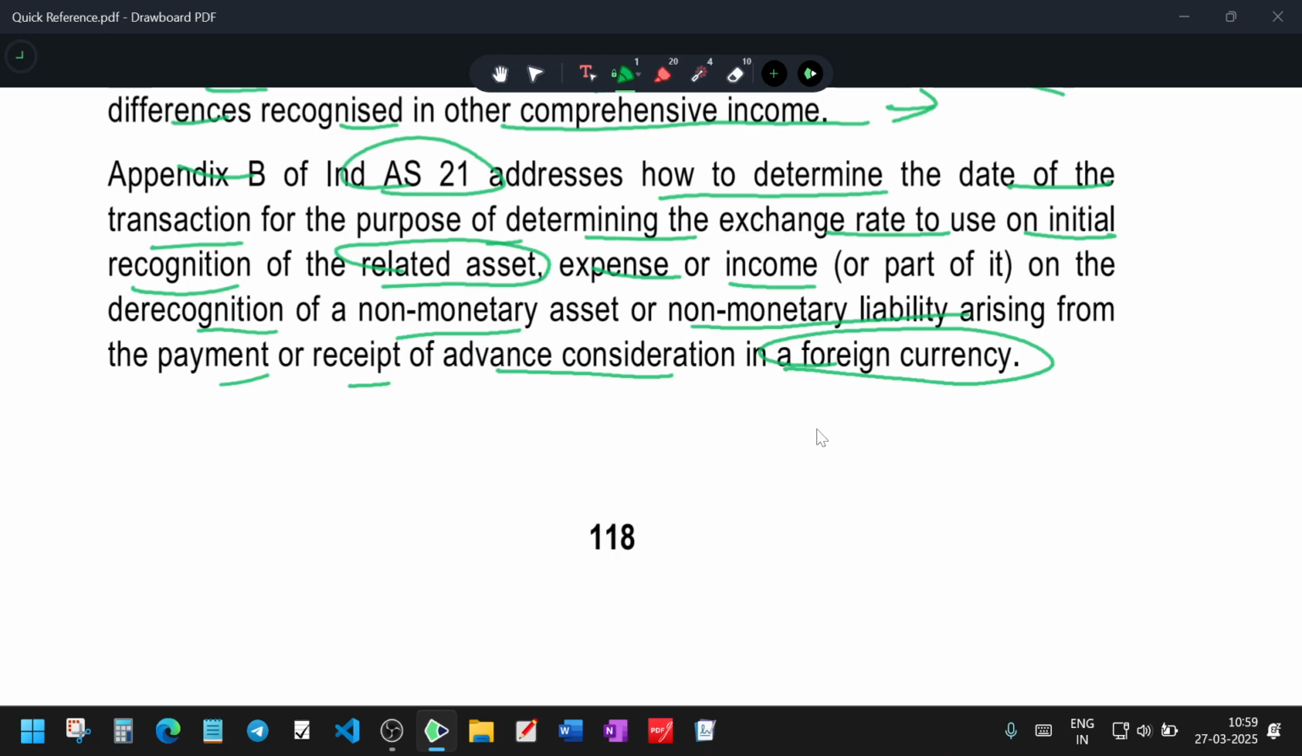How is the exchange rate determined? What is the initial recognition? What is the related asset, and the related expense or income? And what is being derecognized? What is a non-monetary asset and what is a non-monetary liability arising from the payment or receipt of advance consideration in foreign currency? These all need to be addressed in the transaction for the exchange rate to use on initial recognition of the related asset. So how has this asset been recognized? How are you going to do it?